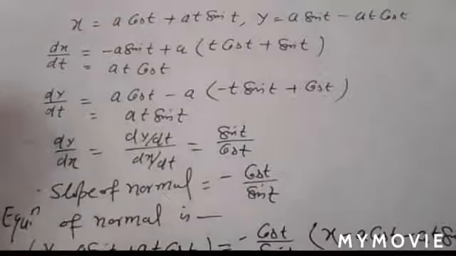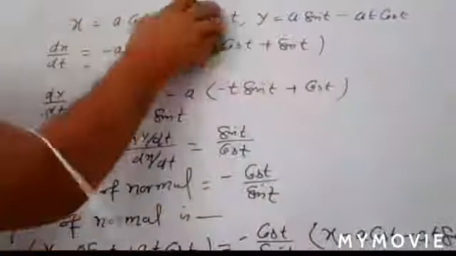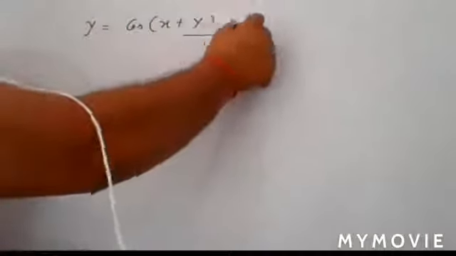Find all tangents to the curve, and the curve is mentioned here. Curve: y is equal to cos of x plus y. That is your curve.